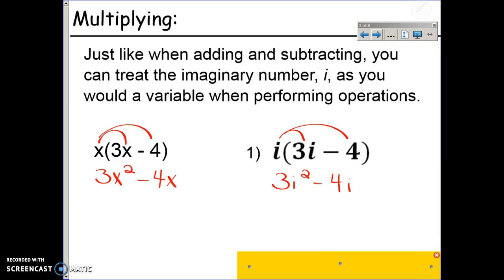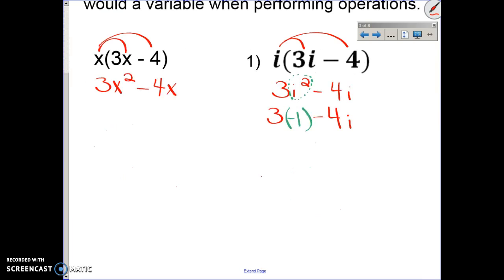I want to change this guy though. Okay, because I just said i squared is the same thing as -1. -1's a real number. I want real numbers in my problem. I don't want imaginary numbers if I can get rid of them. So I'm going to replace it with -1. Everything else is going to stay exactly the same. Okay, so again, all I did was take out the i squared, replace it with a -1. So 3 times -1 now becomes -3, and -4i stays the same.